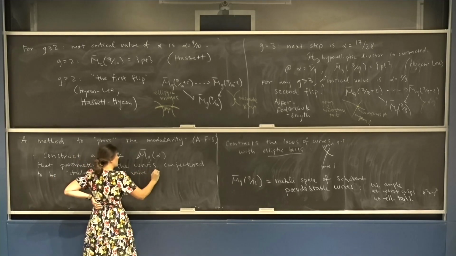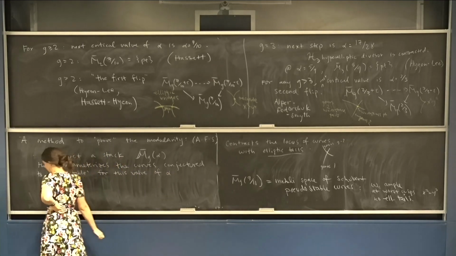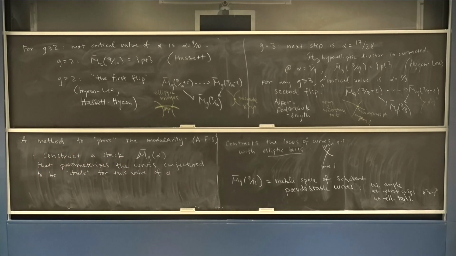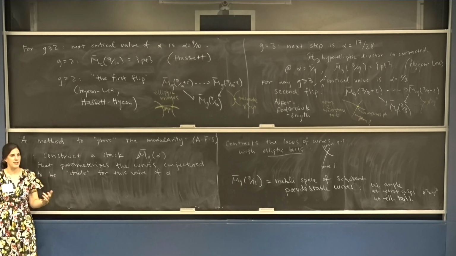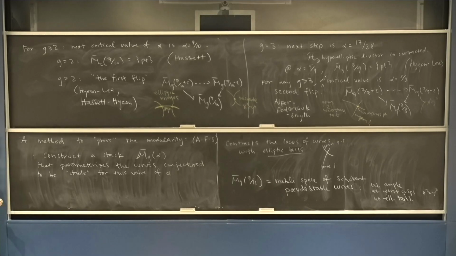And this is the part where you kind of guess. I haven't defined stability, but let's just say stable at the moment means the curves that should appear in Mg bar alpha. You make an educated guess on what these curves should parameterize. And there are several ways to do this.